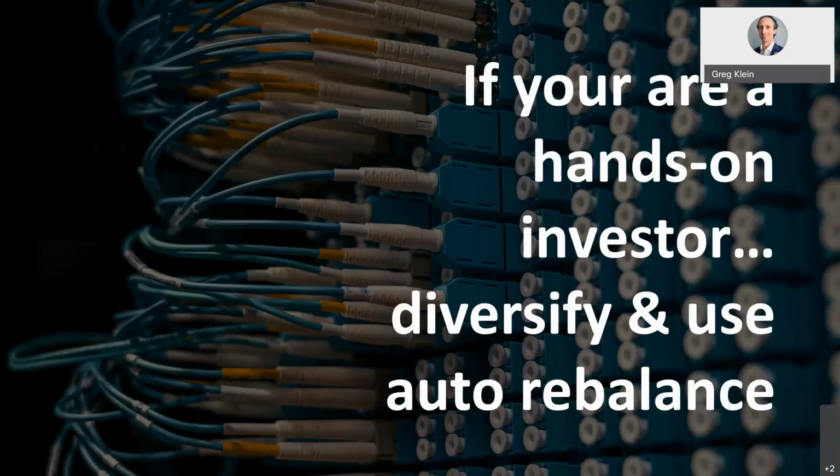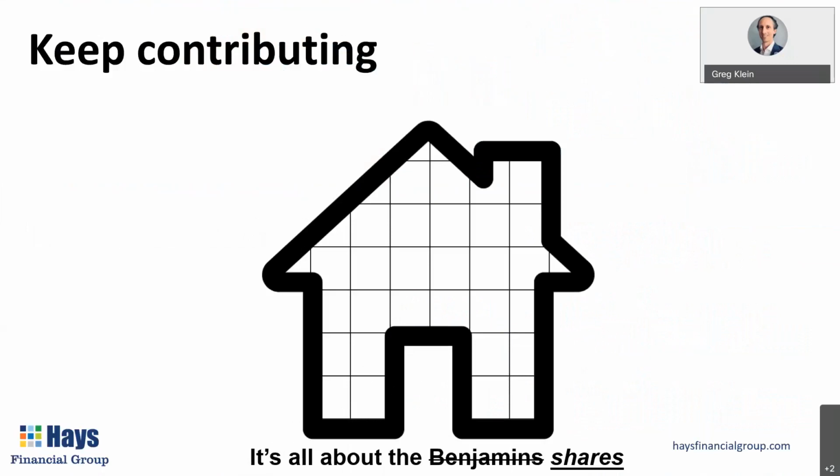The target date funds will do that for you. If you are a little bit more hands-on and you like to do that, make sure you are diversified, but then turn on that auto rebalancing. And then that last step, taking advantage of dollar cost averaging by keeping your contributions up, is as simple as just don't stop your 401k or 403b contributions unless you absolutely have to.